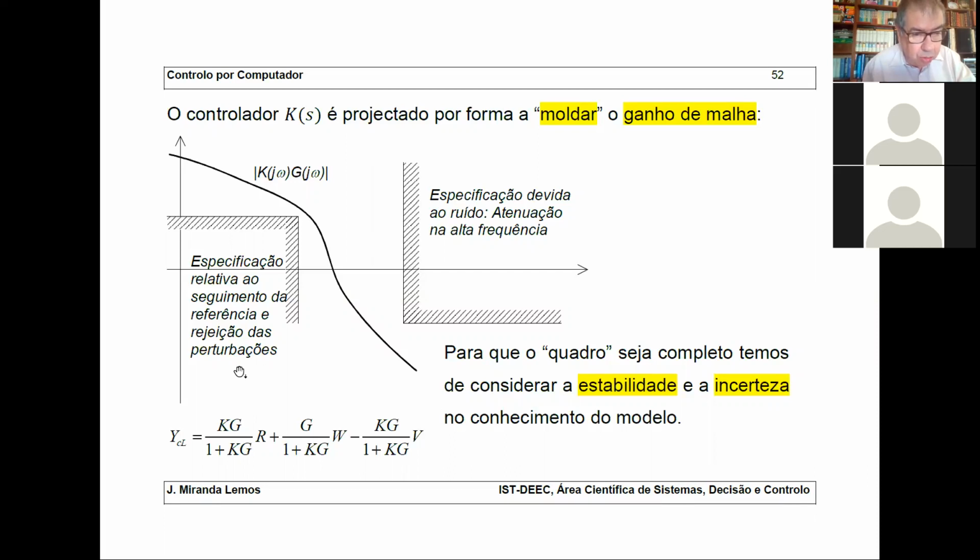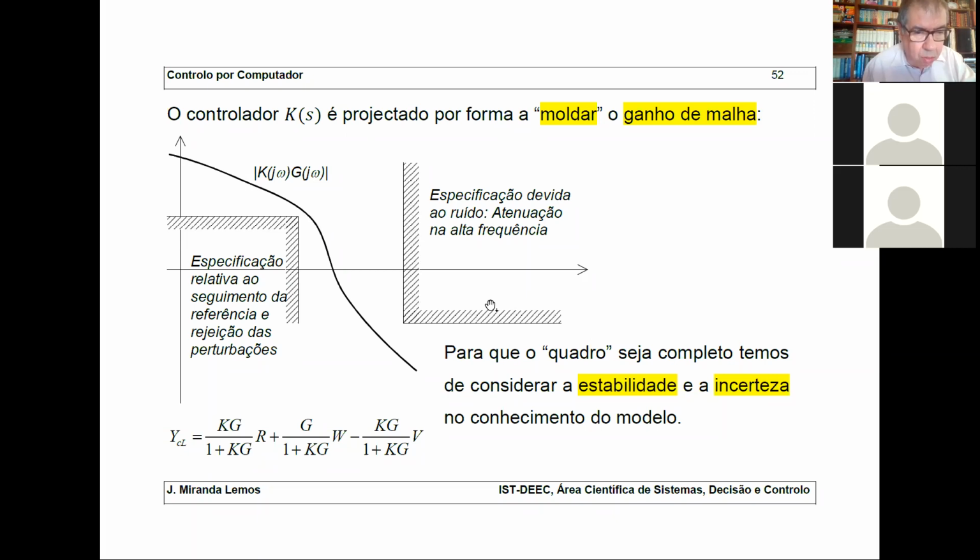And usually in the low frequency response, where you have good sensors and V can be neglected, then you have a specification that tells you kg is above something, is big. It's above some threshold, okay? Now, in the high frequency, where you have noise, you have to impose that kg is below some threshold, okay?